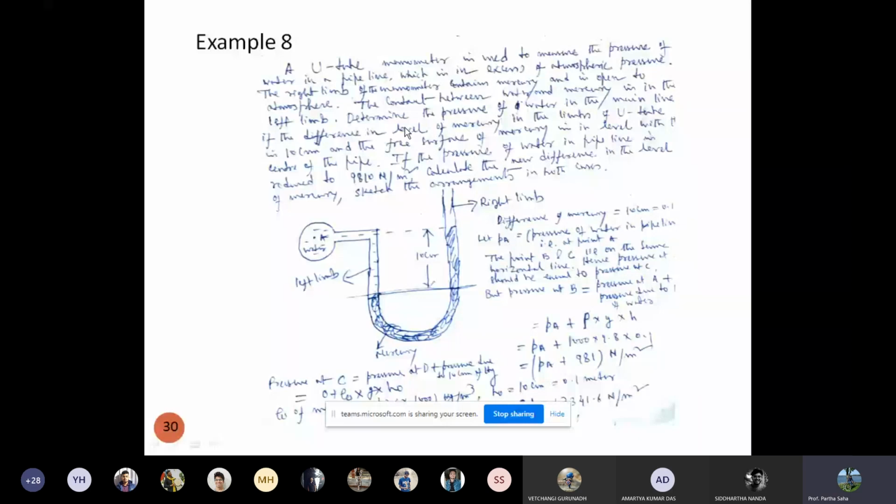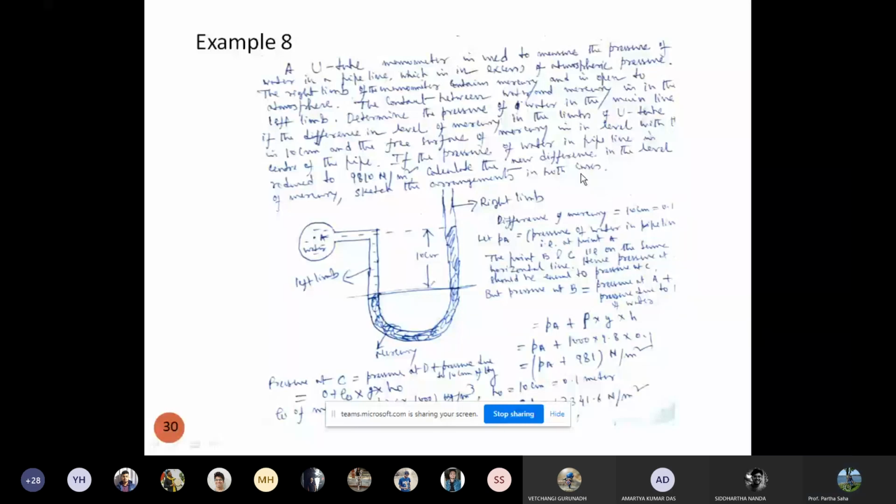Okay, given that the free surface of the mercury in the level is at the center of the pipe. If the pressure of water in the pipeline is reduced to 9810 Newton per meter square, calculate the new difference in the level of mercury. Consider the arrangement in both cases. So there are two cases.